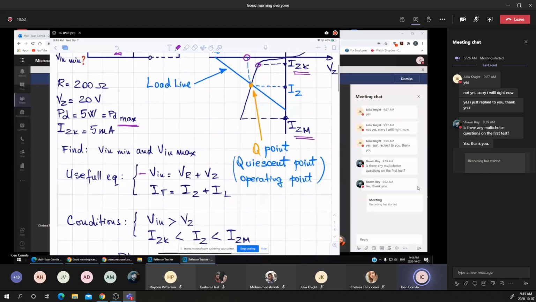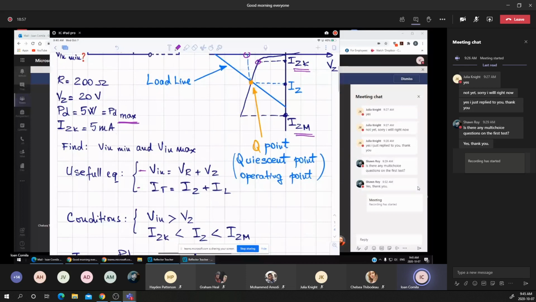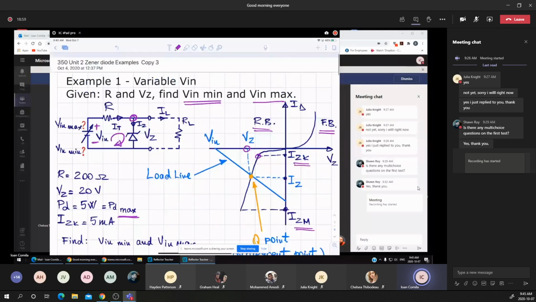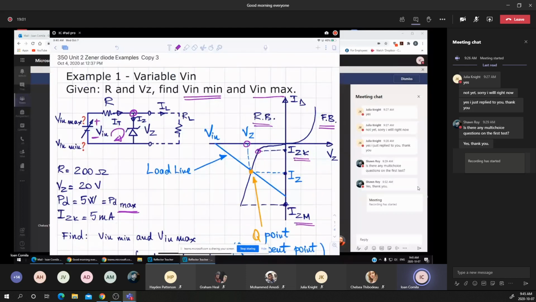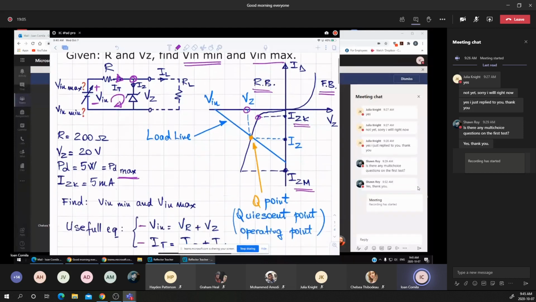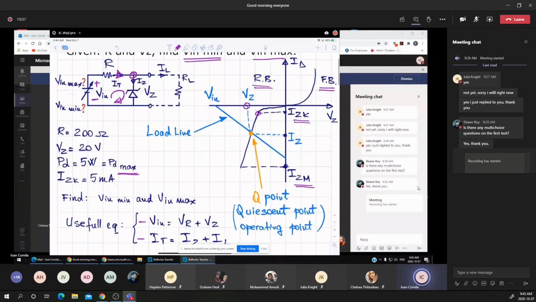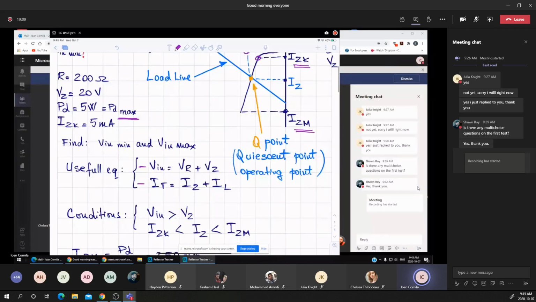And the other equation is in terms of the current, meaning that I_T is I_Z plus I_L. You notice that this current, I_T, is I_Z plus I_L. That means I'm using only those two equations. Those are very useful equations.